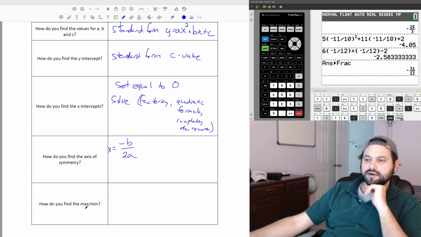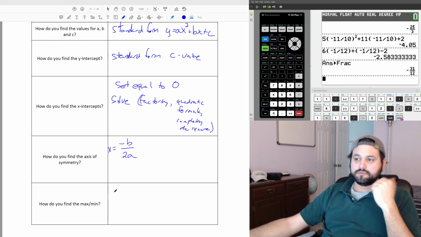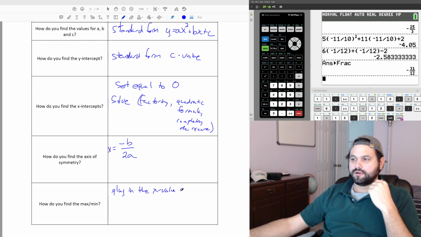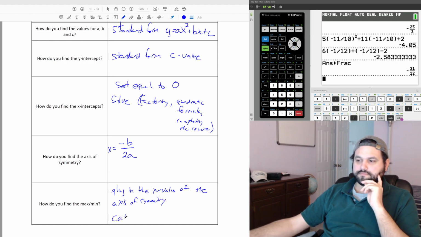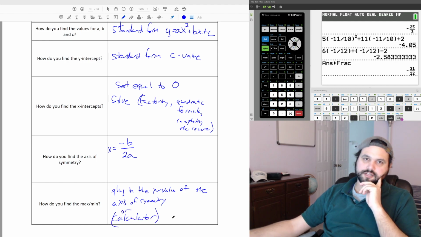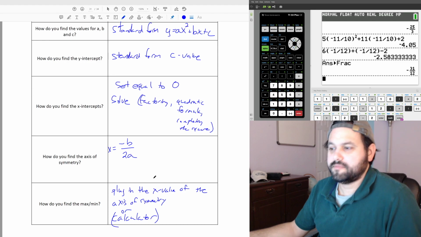How do we find the maximum or minimum? This would be the next part of that: plug in the x value of the axis of symmetry. Or use the calculator. I like that method, right? Go to the left, go to the right, find the minimum and maximum. That works too.